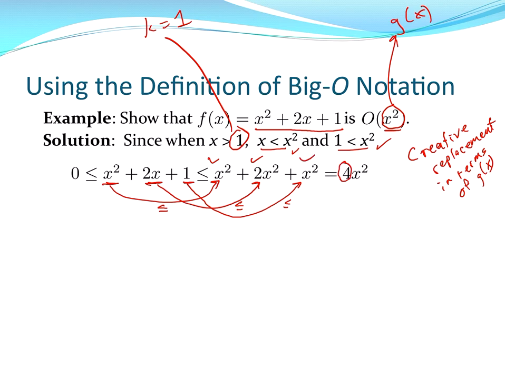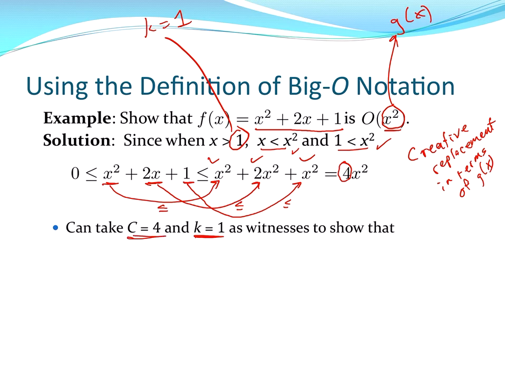And now I have f of x is less than or equal to 4 times x squared, which is 4 times g of x. That gives me my witnesses. I assumed that k equal 1, or I fixed k at 1, and then I solved that c is equal to 4 to show that f of x is big O of g of x, or f of x is big O of x squared.